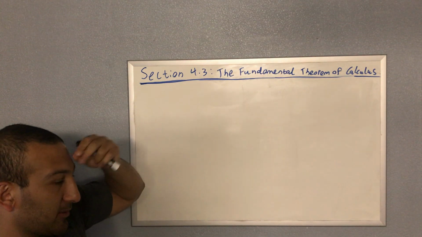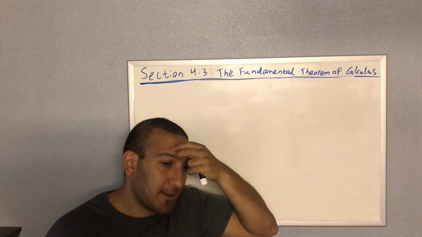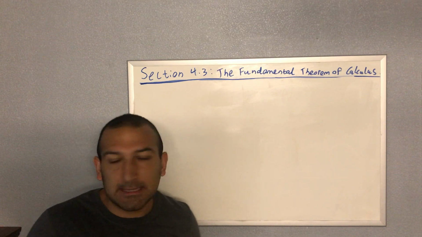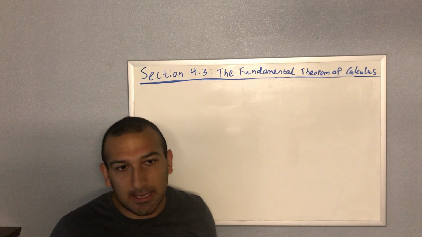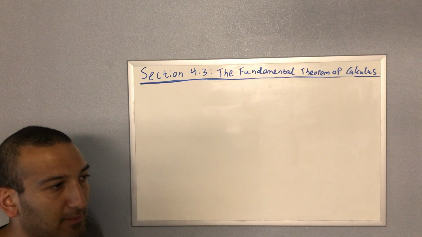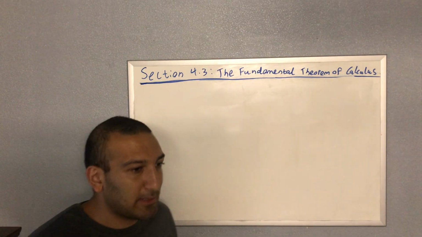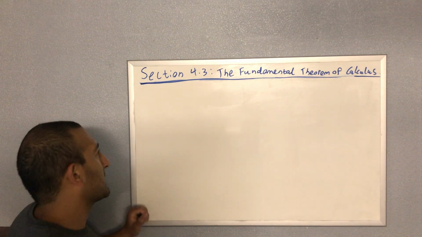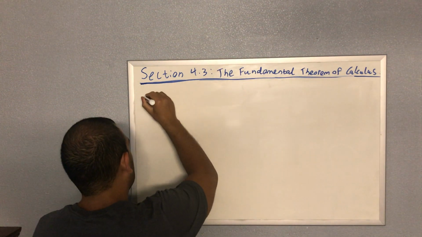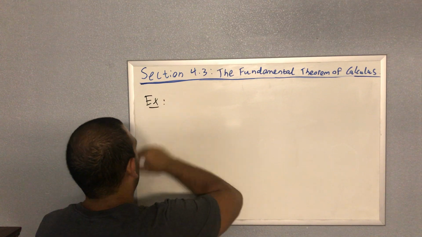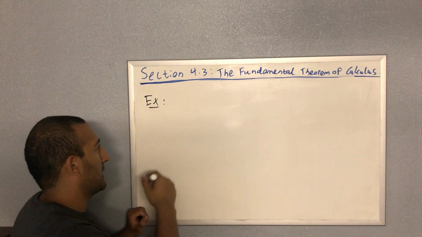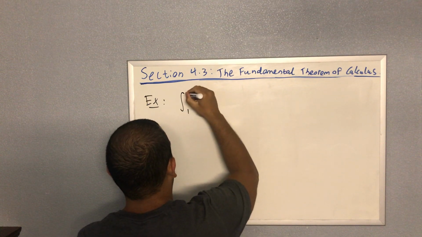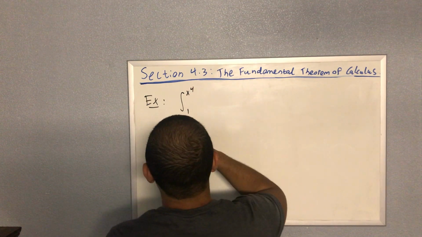We were talking about the fundamental theorem of calculus last time, parts 1 and 2. Before I move on to the next section, I want to give you an example that puts both parts of the fundamental theorem of calculus together. So let's suppose the problem asks you to do this. It wants you to find this guy.